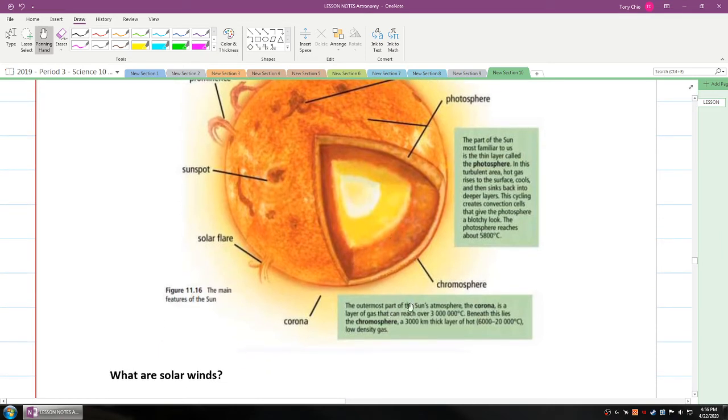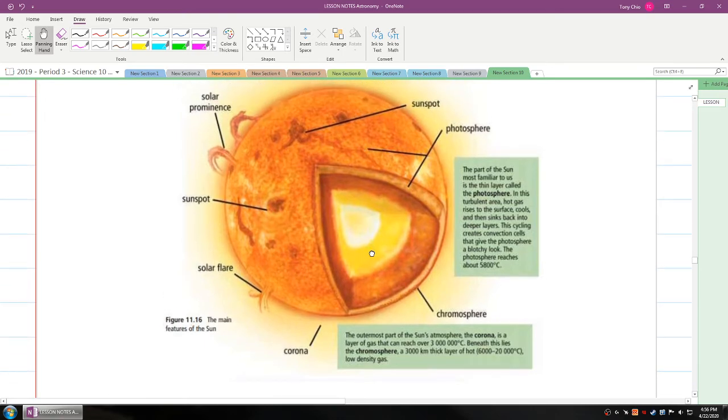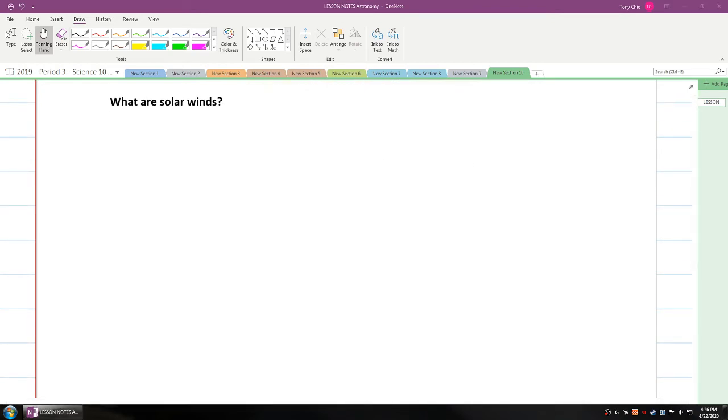The outermost part of the sun's atmosphere, the corona, is a layer of gas that can reach over 3 million degrees Celsius. Beneath this lies the chromosphere, a 3,000 kilometer thick layer of hot, low density gas. So these are different parts of our sun. We're going to talk about solar winds, and then other celestial bodies, and that is our lesson for today. So what are solar winds?